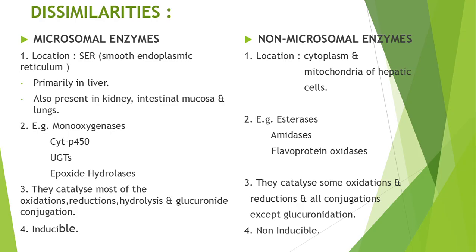Examples of microsomal enzymes are monooxygenases, cytochrome P450, UGTs (uridine glucuronosyl transferase), and epoxide hydrolase. Non-microsomal enzymes examples are esterase, amidase, flavoprotein oxidase. Microsomal enzymes catalyze most of the oxidations, reductions, hydrolysis, and glucuronide conjugation. Non-microsomal enzymes catalyze some oxidations and reductions and all conjugations except glucuronidation.